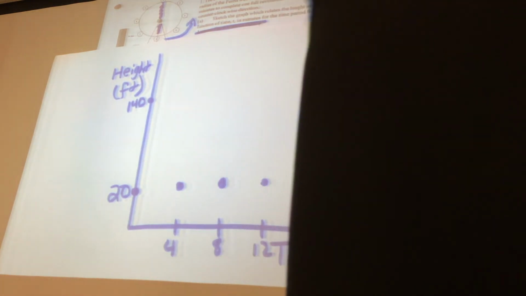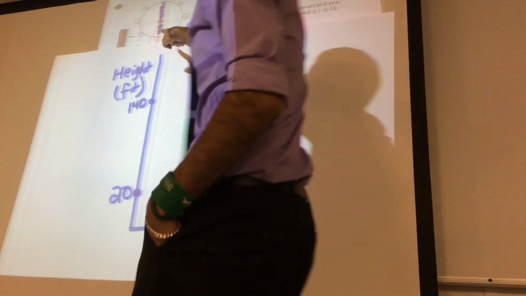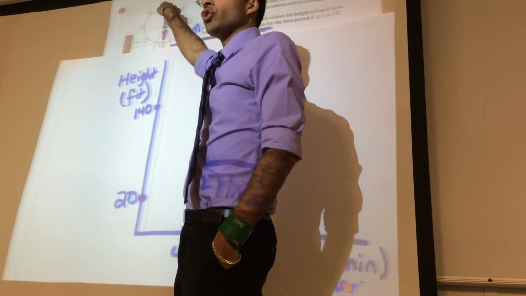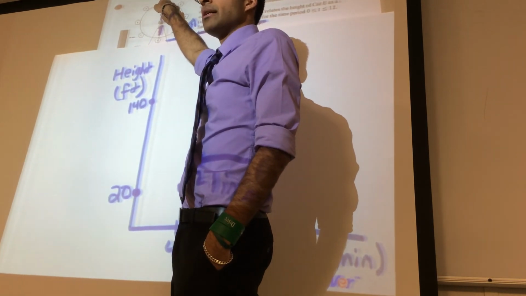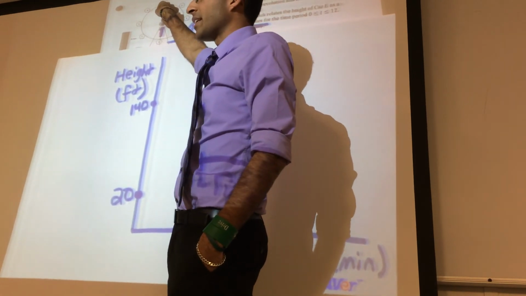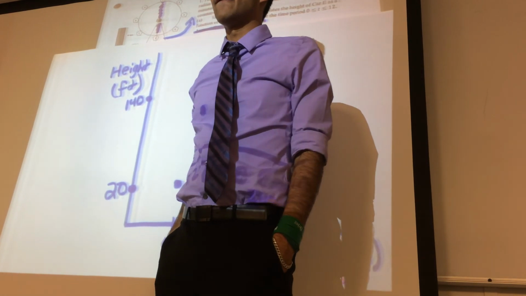Why should it be exactly between 0 and 4 though? Should it? Use some logic. If at 0 minutes I'm here, how do I know for sure? Oh, sorry, we're still with you. How do we know for sure it's going to take 2 minutes to go up here?